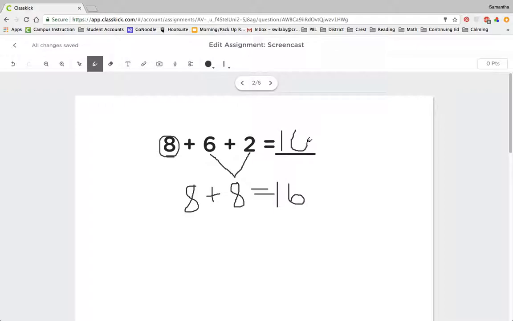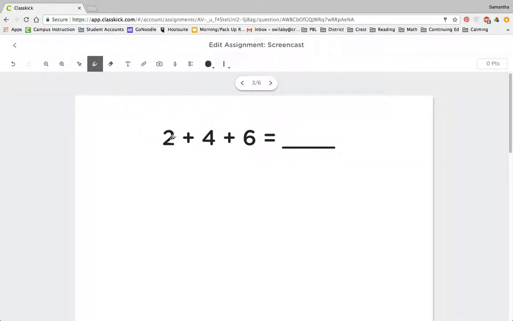So anytime you're adding three numbers together, you start by picking two of them, hopefully to either make a 10 or a doubles fact, and then you add the third number. Let's do this next one together. This time I have 2 plus 4 plus 6. Remember, the two things that I'm really looking for to help make it easier on myself is to make a doubles fact or to make a 10.